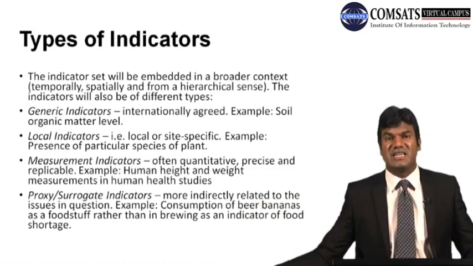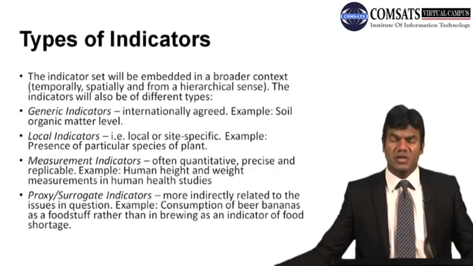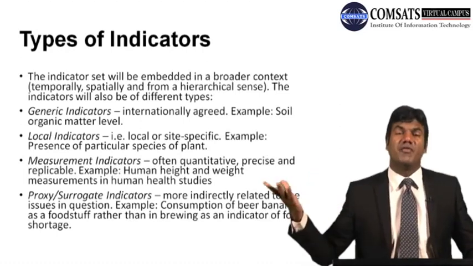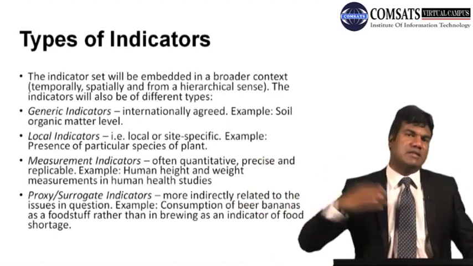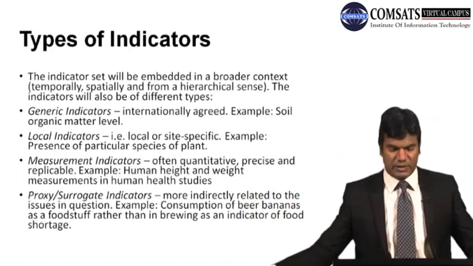Local indicators, they are site specific. For example, if I want to see the presence of particular species, it is of plant. Wo sirf plant may be Nepal ke andar exist karta hai, it doesn't exist anywhere. So wo mera kya ho jayega, local indicator ho jayega.